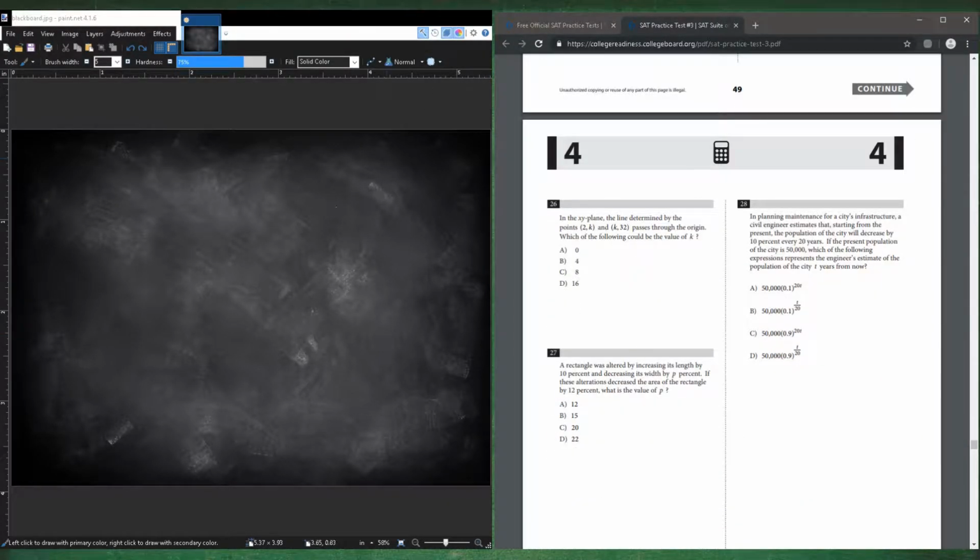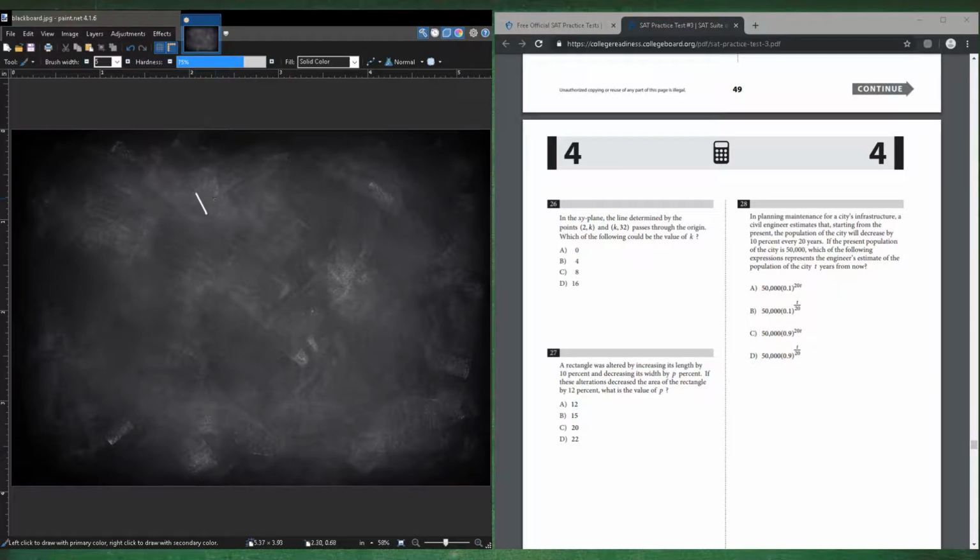Question 26. The line determined by points 2k and k over 23 passes through the origin. Which of the following could be the value of k? Since it passes through the origin, the equation has to be something like y equals mx, because there's no b. If it has a b, that means it has a y-intercept, but it goes through the origin. So they say k is equal to 2m, and 32 is equal to km. So that thing is true.